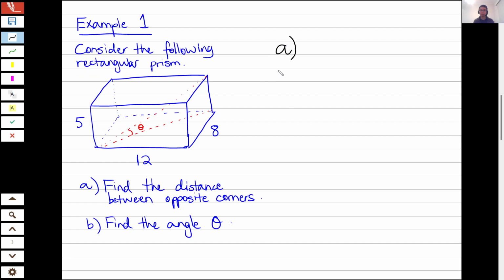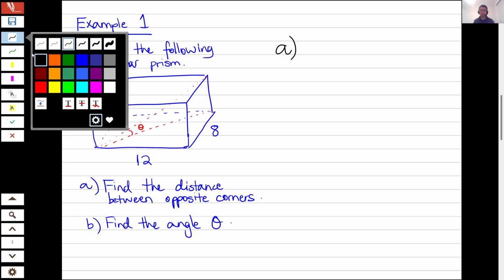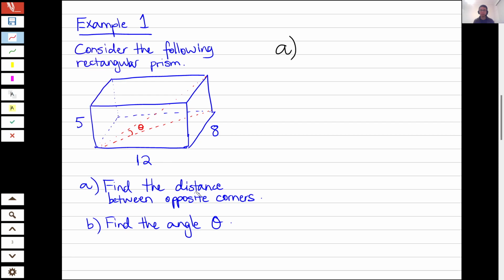Okay, so now that you've got the diagram down, let's make sense of what's going on here. So part A is asking us to find the distance between opposite corners in this rectangular prism. And what we're really talking about is this situation. You don't need to draw this on the diagram, but I want to find the length of this line from one corner to the opposite corner.